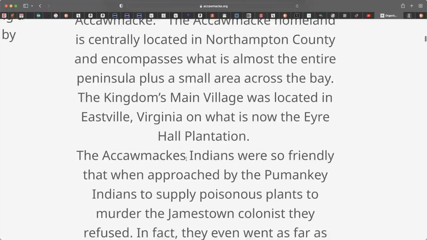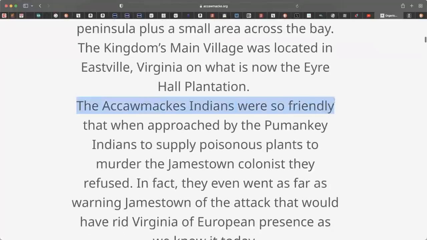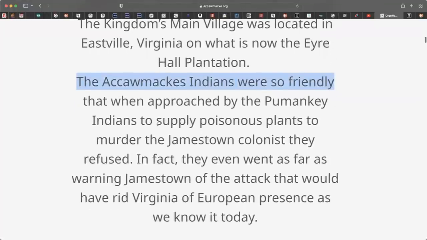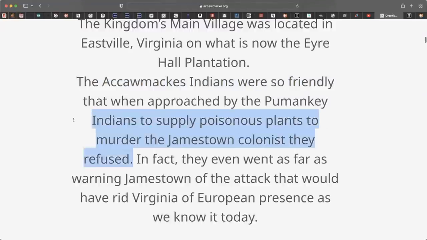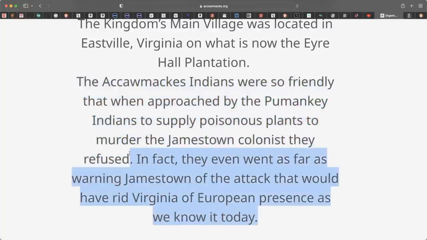This is their own word saying, the Akamaki Indians were so friendly that when approached by the Pumanki Indians to supply poisonous plants to murder the Jamestown colonists, they refused. Do you hear them admitting that they sold out? There's no other way for me to say it. The Pumanki came to them so they can help them get rid of the colonists. And they refused. In fact, they even went as far as warning Jamestown of the attack that would have rid Virginia of European presence as we know it today. So in fact, we actually snitched.